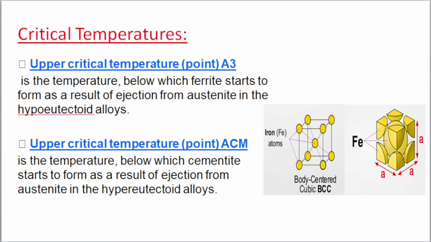Critical temperatures. Upper critical temperature, point A3, is the temperature below which ferrite starts to form as a result of ejection from austenite in the hypoeutectoid alloys. Upper critical temperature, point ACM, is the temperature below which cementite starts to form as a result of ejection from austenite in the hypereutectoid alloys.